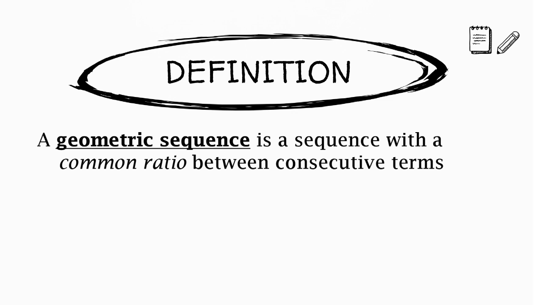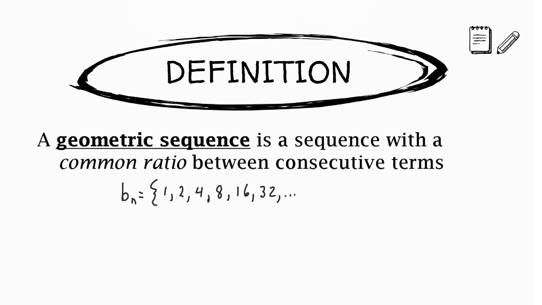To push our thinking forward, we're going to need another definition. In this definition, we define a geometric sequence as a sequence with a common ratio between consecutive terms. In our very first example, you might remember this sequence. This sequence, which I've called b sub n, is a sequence of doubling. We go from 1 to 2 to 4 to 8 and so on.